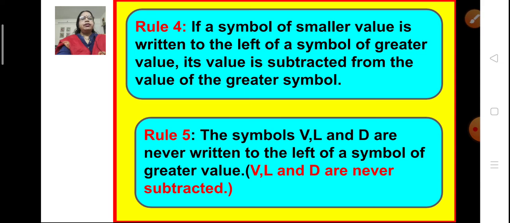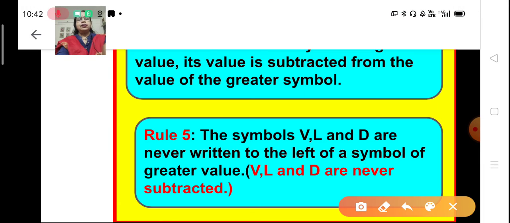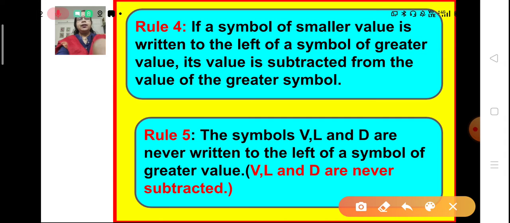Rule 4. If a symbol of smaller value is written to the left of a symbol of greater value, its value is subtracted from the value of the greater symbol. For example, if we have 10, we can write the symbol of lesser value, that is I, on the left of X. So this is greater, this is smaller, then this will be subtracted and the number is read as 9. It is 9.